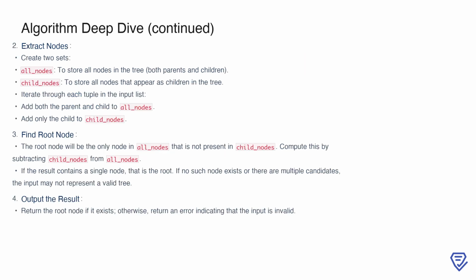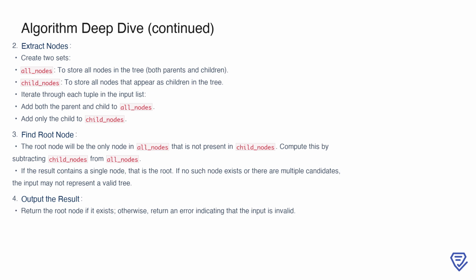The next step in our approach is to extract the nodes from the input. This involves creating two sets, all_nodes, which will store every node in the tree, and child_nodes, which will specifically store nodes that appear as children. To populate these sets, we iterate through each tuple in the input list. For every tuple, both the parent and child nodes are added to all_nodes, while only the child node is added to child_nodes. Once these sets are ready, the root node can be identified.